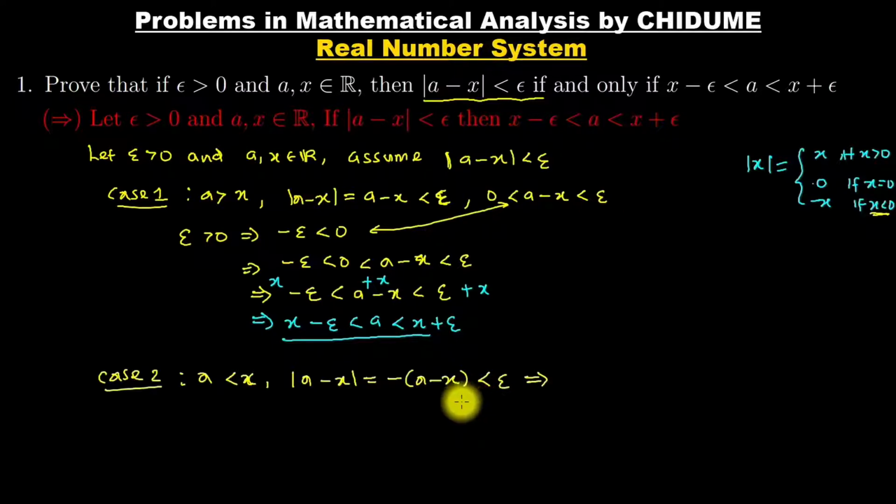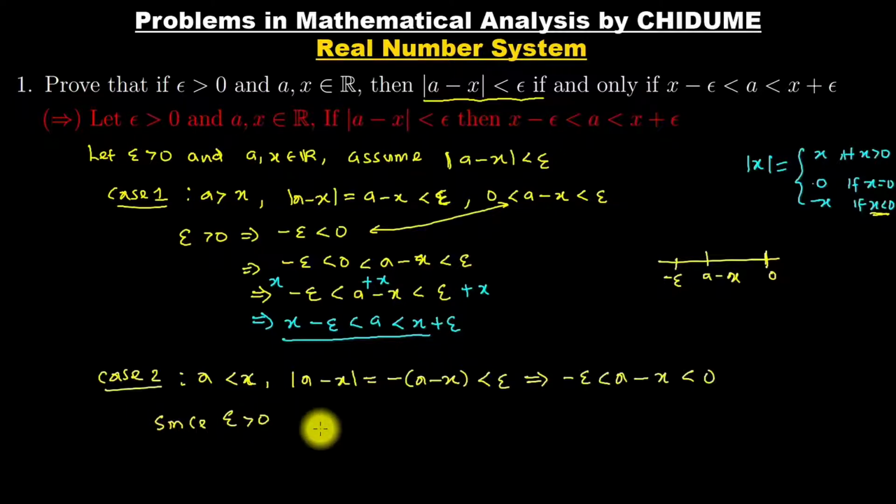That means I can write this, if I swap it, as negative epsilon to be less than a minus x. Obviously, if you have a minus x here and negative epsilon here, you must have 0 at the front. Now don't forget that epsilon is greater than 0. Since epsilon is greater than 0, definitely 0 is less than epsilon. If a number is greater than 0, then 0 is less than the number, obviously.